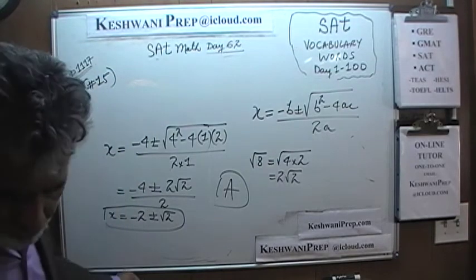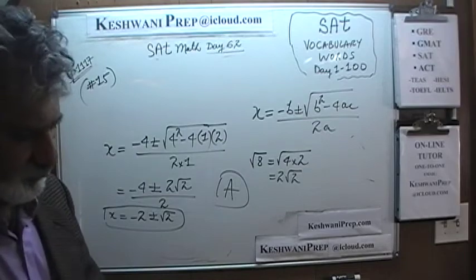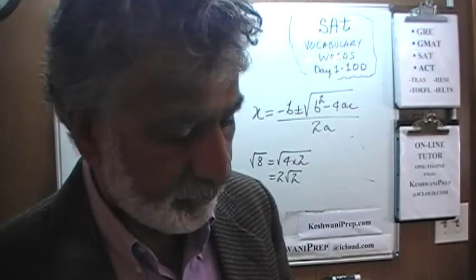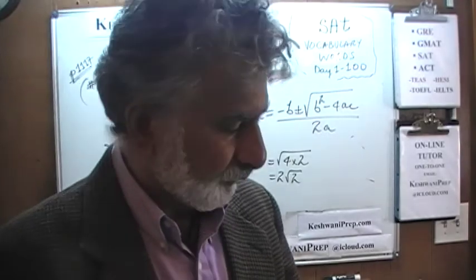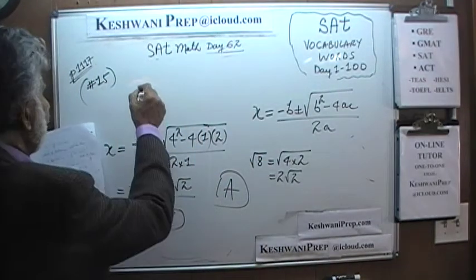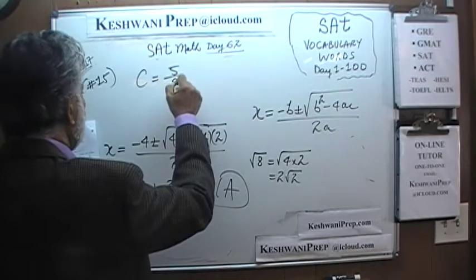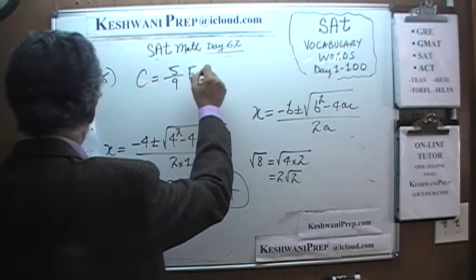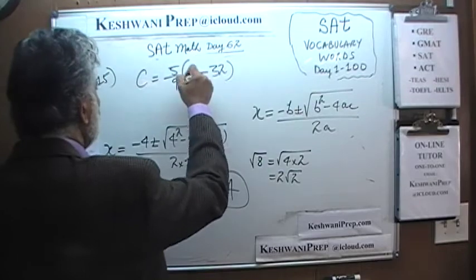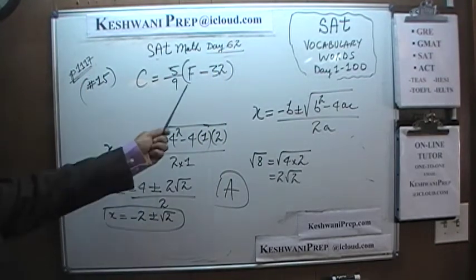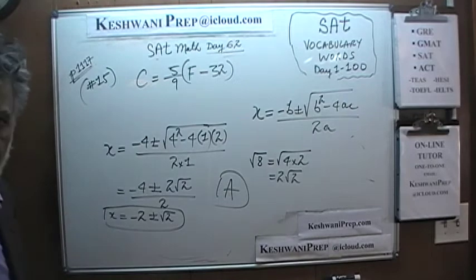In number 15, we're given a formula that helps us convert temperature when it's expressed in centigrade to Fahrenheit and vice versa. And the formula looks something like this. Before we do anything at all, let's just understand this equation in terms of slope and intercept.